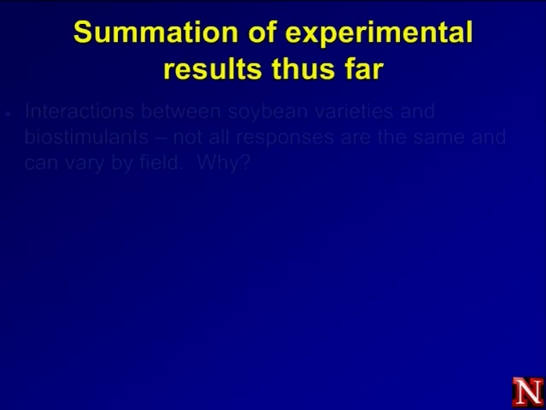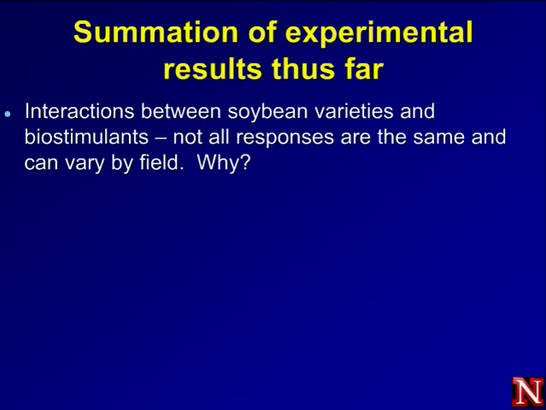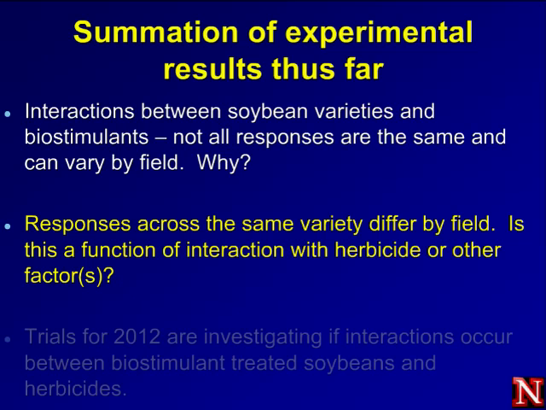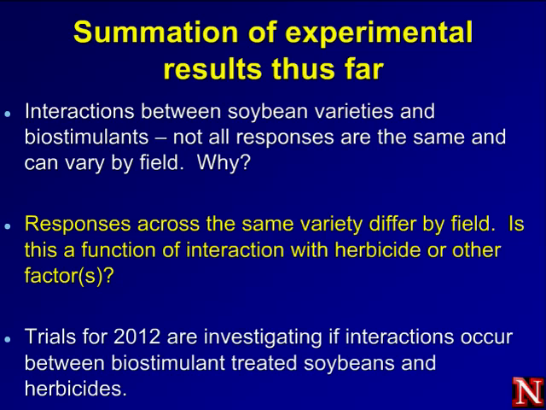So to sum up some of our experimental results thus far, we seem to be seeing some interactions between soybean varieties and biostimulants. We see that not all the responses are the same and can vary by field. Why? Well, there may be a number of reasons. We do know these responses across the same variety can differ by field. Is this a function of the interaction with a herbicide, with the herbicides being different? Or is it another factor? Our trials for 2012 are investigating if the interactions are occurring between biostimulant-treated soybeans and herbicides, some of the things we will see today on the plot tours.